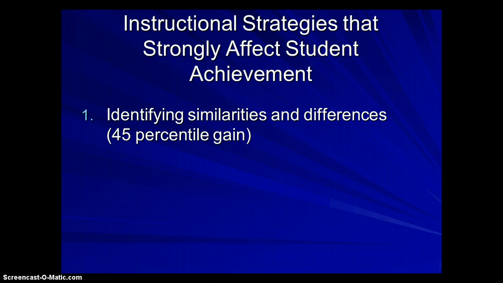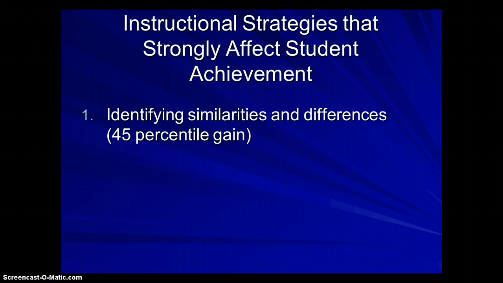The first one is identifying similarities and differences. That's a very simple concept, to have 2 things that you're looking at, or 3 things or 4, and saying, okay, what's the same about these? What is different? This is comparing and contrasting. Now, you see in parentheses there, it says 45 percentile gain. What that means is that in their research, when teachers used similarities and differences, when they taught and had the students identify similarities and differences, their students had a 45 percentile gain in their scores compared to beforehand and compared to teachers who didn't use those.